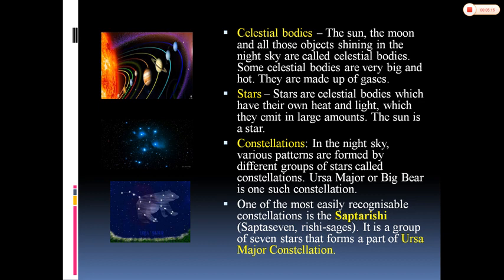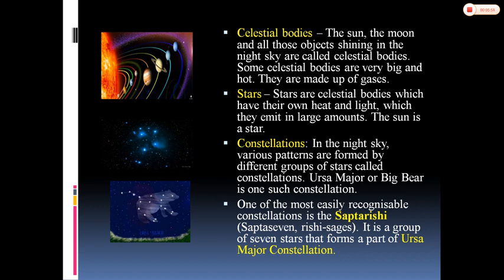Now you can understand how much distance is crossed by light in 1 year. So these stars are so far from us that their distances are counted in light years. Stars are celestial bodies which have their own heat and light. That means they are not lit by any other object in the sky. They have their own heat and light, which they emit in a large amount.